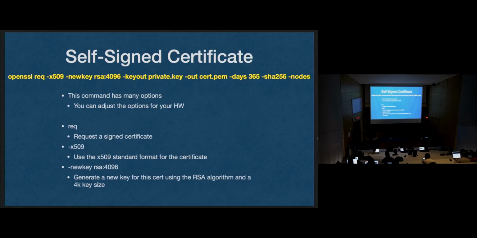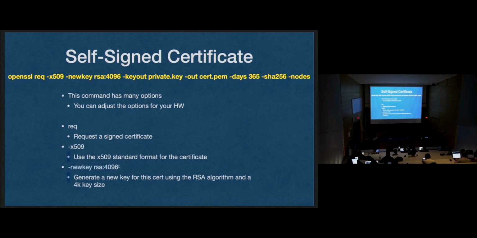So these options, let's go through these one at a time. Request a certificate. This is saying, hey, Openssl, what I want to do is generate a certificate in the X509 format. X509 is the standard for web certificates. When you go to a website and you're getting a certificate, it's going to be in this format. That's what the browser is expecting. So let's generate certificates in the proper format, X509.